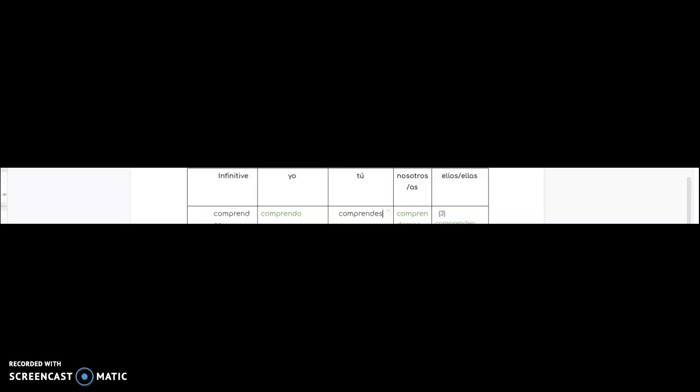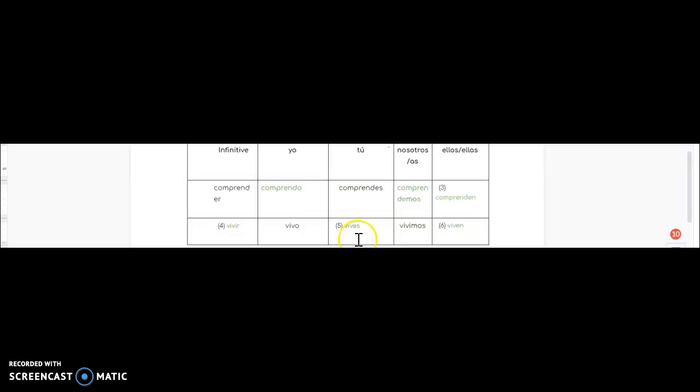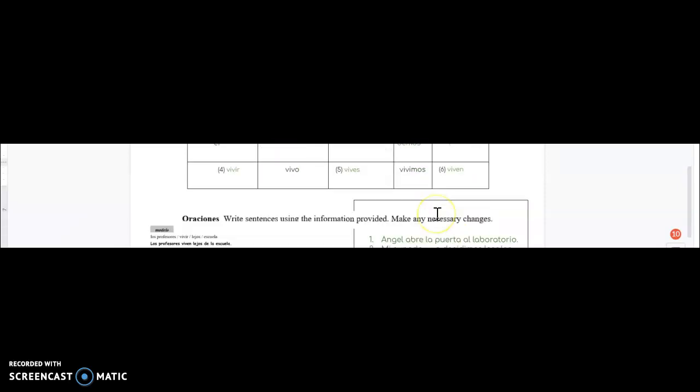So, número 1 is yo comprendo. Número 2 is nosotros or nosotras comprendemos. I'm sorry, you can't see that entire thing right there. Just going to open that entire thing up. All right, so nosotros, nosotras comprendemos. Ellos, ellas, third person plural, comprenden. And then the next verb, infinitive form, was vivir, to live. And número 5 is vives, you, tú vives. And then número 6 is ellos, ellas viven.